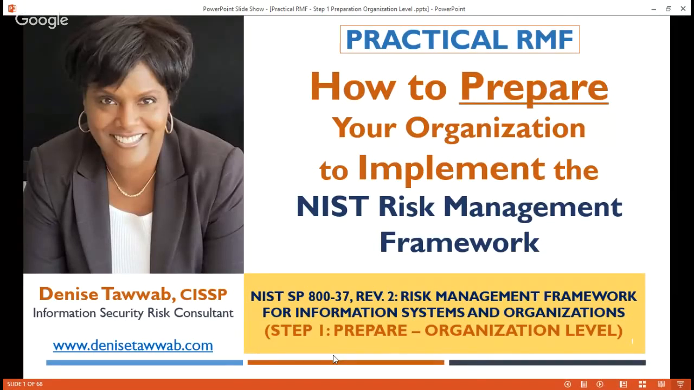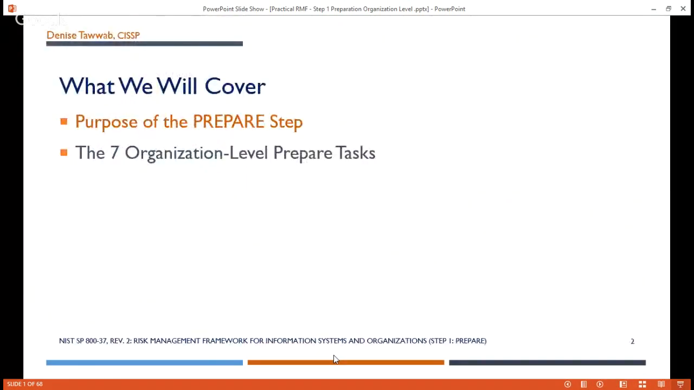So let's get started. What we're going to cover is the purpose of the prepare step, and then I'll take the 7 tasks in the organization level preparation step, and I'll cover each one of those tasks because step one, the way 800-37 is set up, you have the steps, and within each step of the process, you have a set of tasks. Within the prepare at the organization level step, there are 7 tasks.